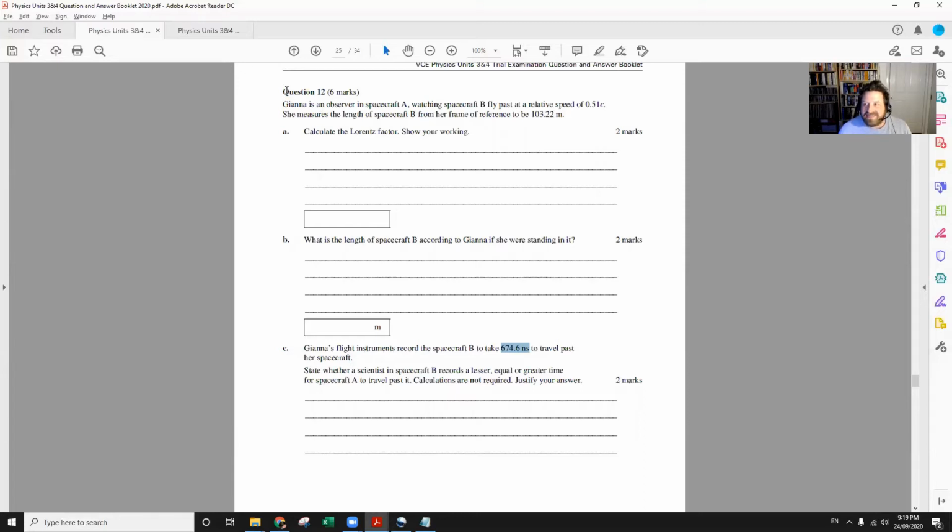I don't know what to do about that. I would probably say that what the solutions are looking for here is for you to say that it records the same amount of time, because they're both symmetric observers. But I think you would be completely within your rights to say, well, okay, Gianna is the inertial observer of whatever this process was.